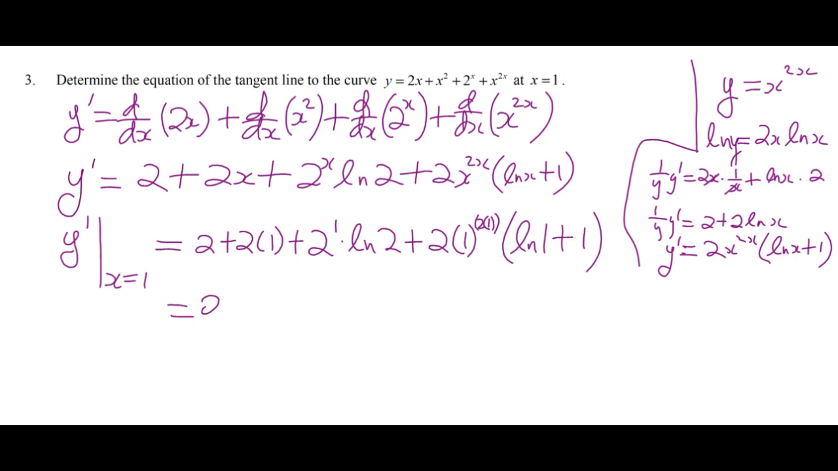Okay, so what do we got? 2 plus 2 plus 2 ln 2 plus 2 times 1 to the 2, which is 2, times, what's the ln of 1? 0. Okay, so what do we got? We got 2, 4, 6. Shouldn't it be 2, 1, it's 4.